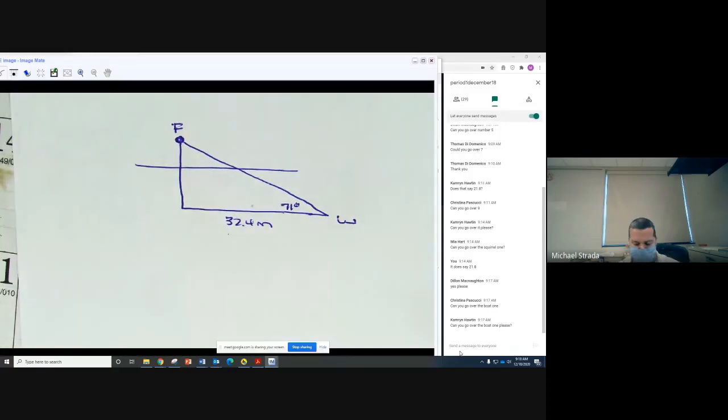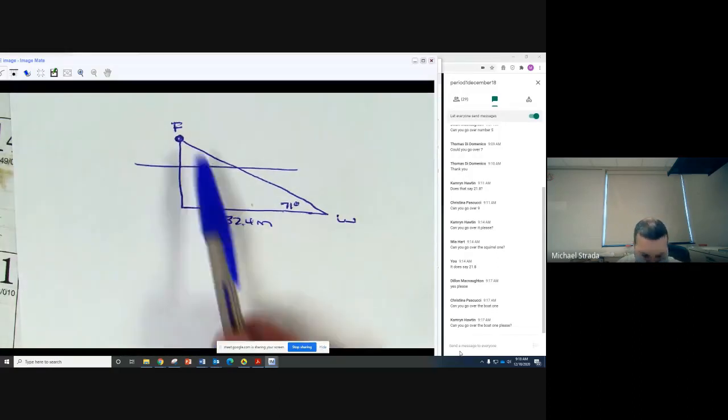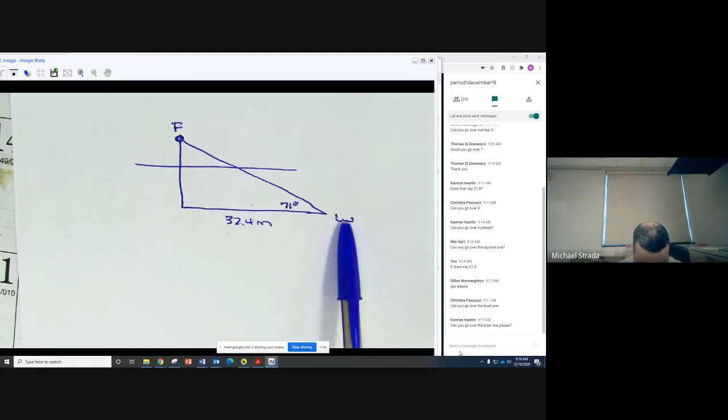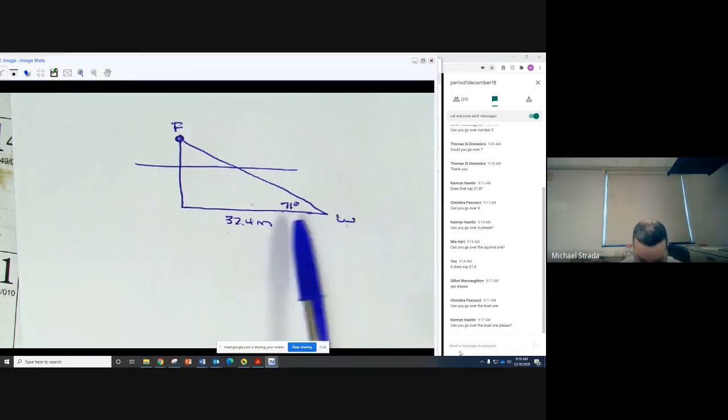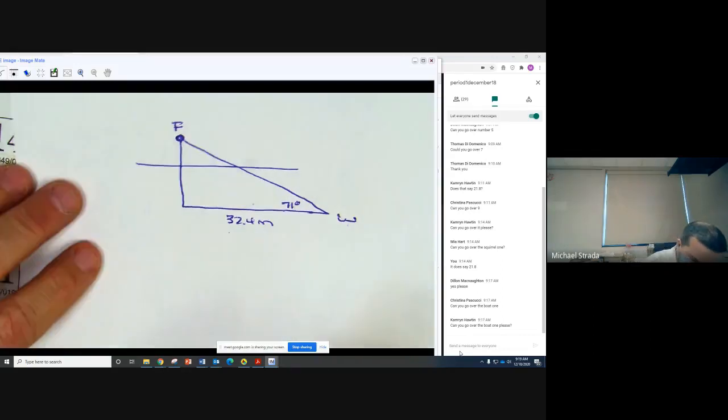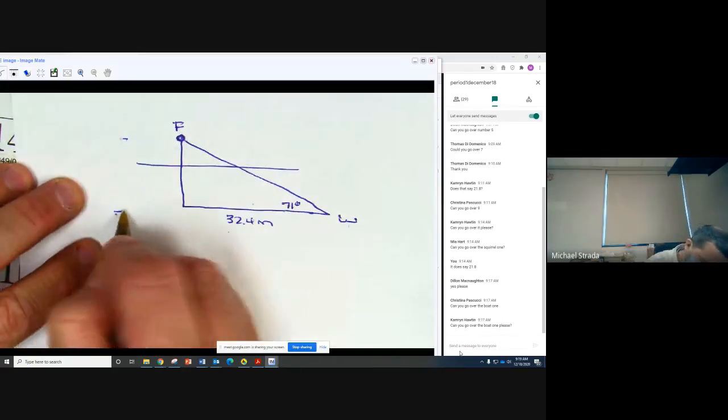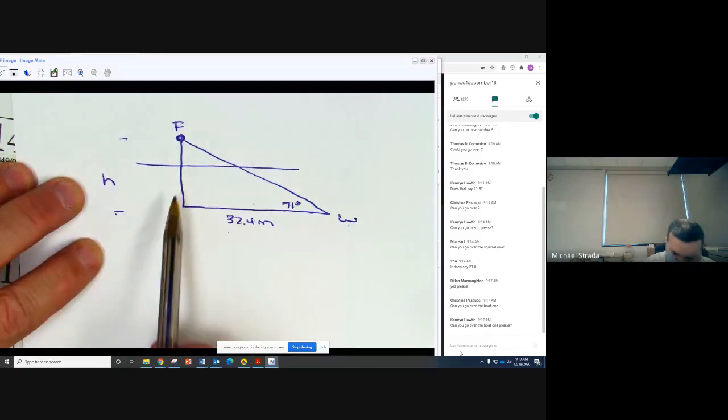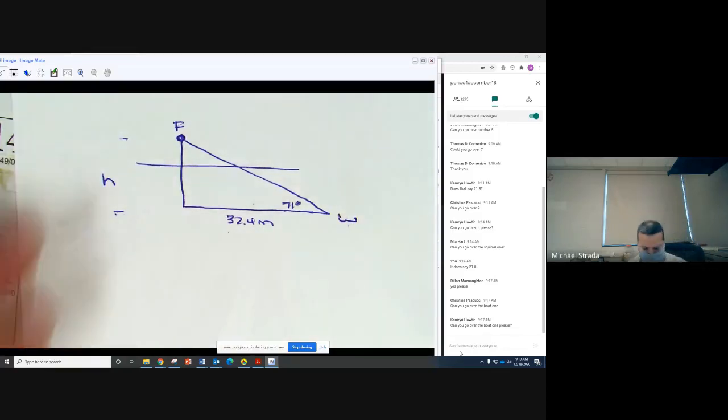All right, so this is what we got. Fry's up here at the tip of her boat, and the wreck is down here. They say it's 32.4 meters away, and the angle of depression is 71. So I transferred that to the angle of elevation. First thing I'm trying to find is this height, which is the vertical distance from the wreck to Fry. To do that, once again, I'm going to use tangent.